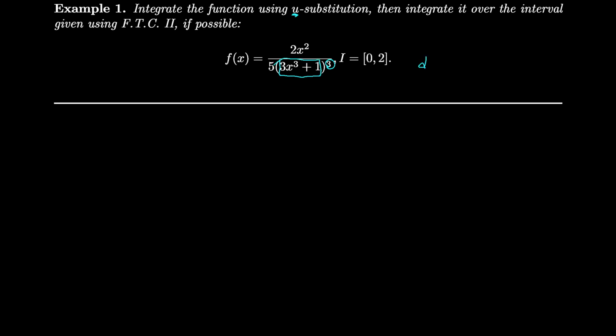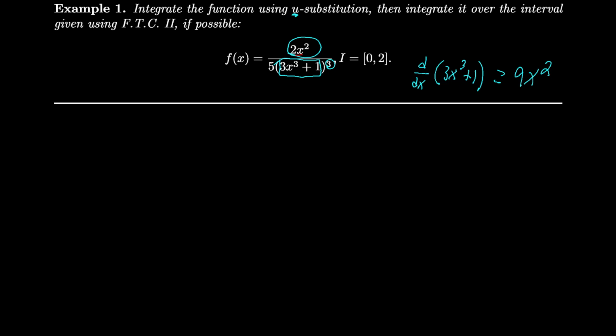So if I think, okay, I'm going to take the derivative with respect to x of 3x cubed plus 1, and I do this in my head, of course. If you take the derivative of this, well, the derivative of that constant dies. You bring down the 3, you get 3 times 3 is 9x squared. Now, right here, I have 2x squared. So up to a constant, it's exactly the same.